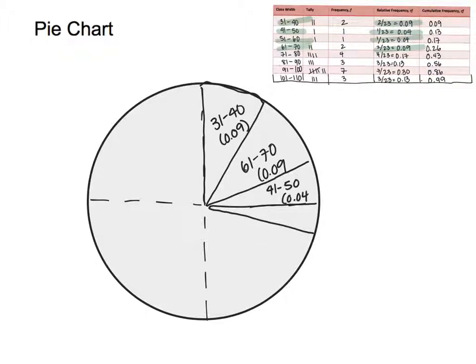So a lot of times once I've done one and there's another one in the same size, then I can use that same size to give me an idea of what to draw. So this is from 51 to 60, I believe, and it's also 0.04.